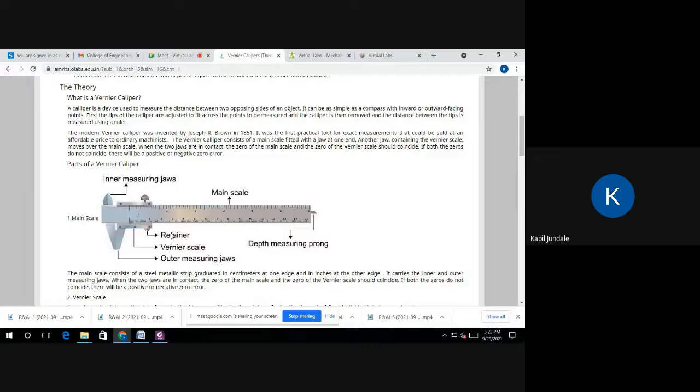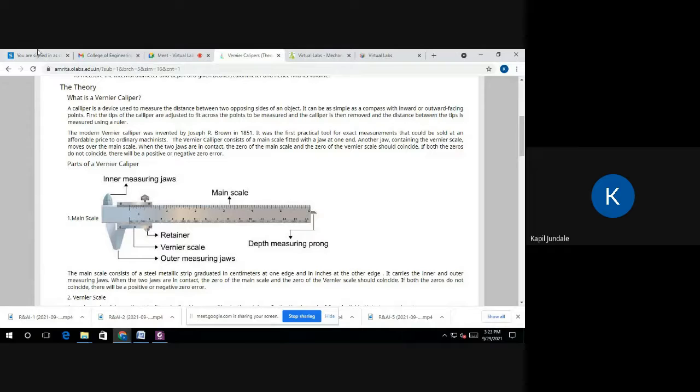Okay, if you go for a linear scale or steel rule, the minimum measurement we can measure with a steel rule is 0.5. If the dimension is smaller than 0.5, then it is difficult to measure with that linear scale or steel rule. Then in that case, we have to go for this vernier caliper.